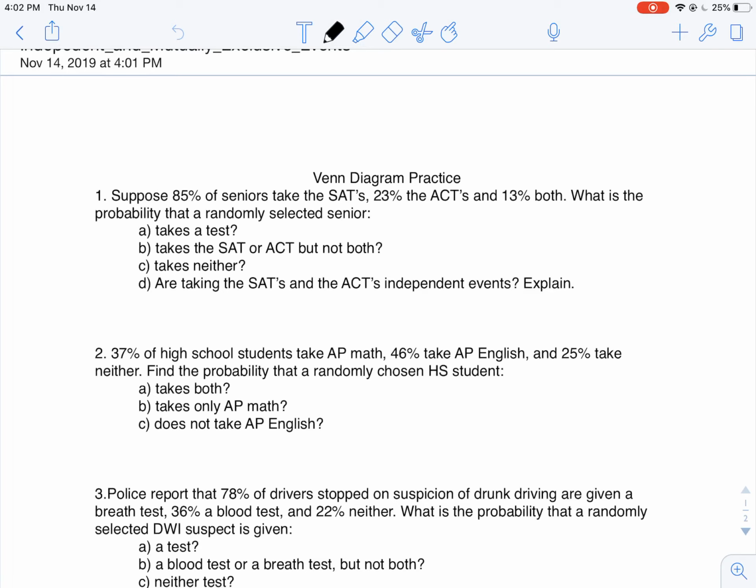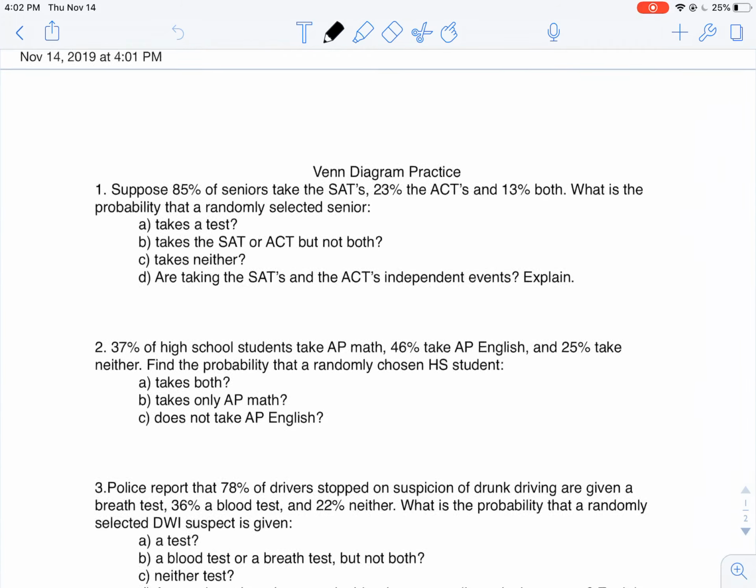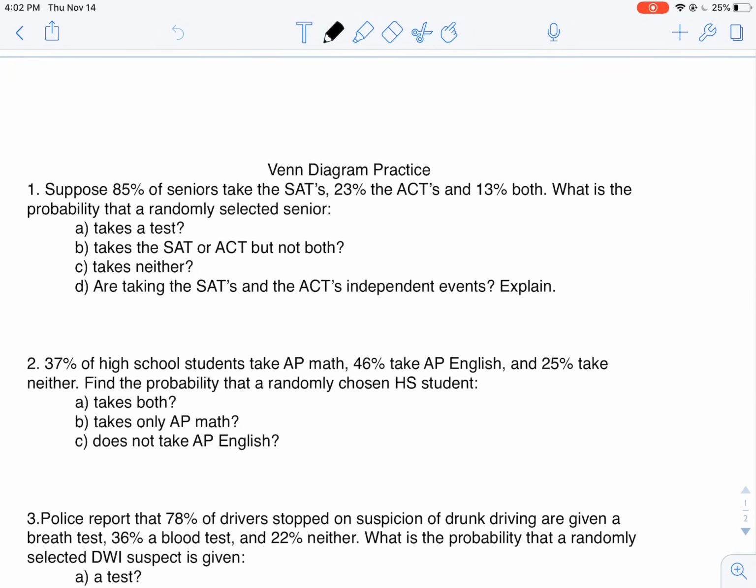Suppose that 85% of seniors take the SATs, 23% take the ACTs, and 13% take both. What is the probability that a randomly selected senior, and then we get a bunch of questions here. Now, the key is to create a Venn diagram for the situation, so that's what I'm going to do. Alright, now my stylus is working.